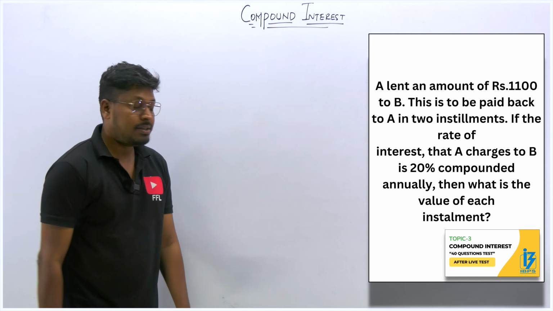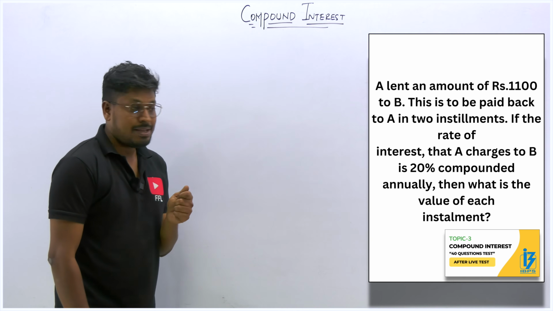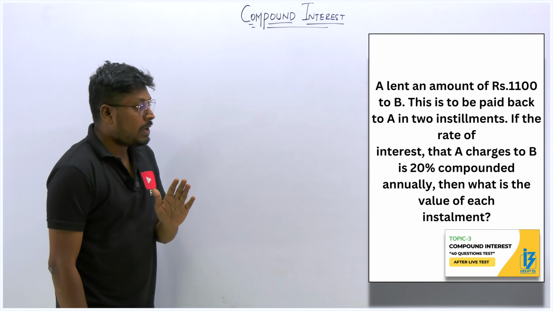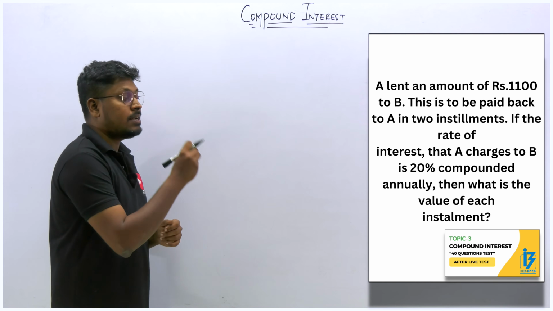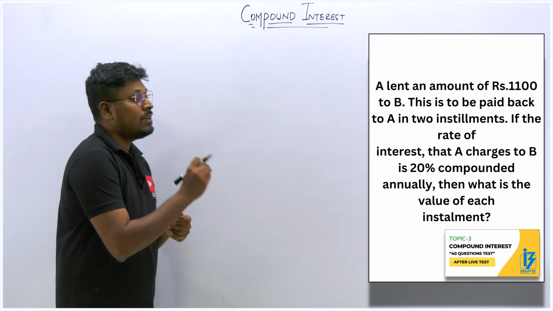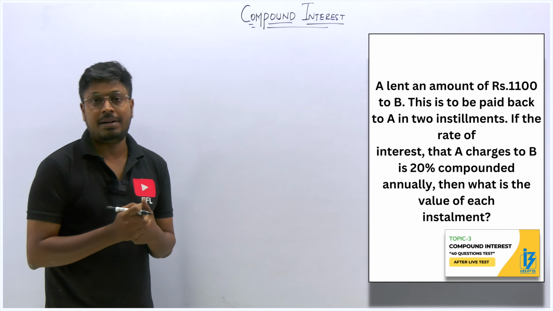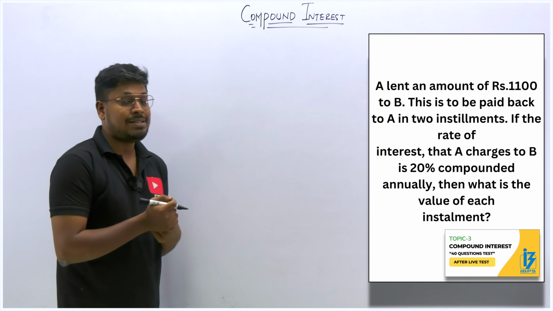The next question: A lent an amount of rupees 1100 to B. This is to be paid back to A in 2 installments. If the rate of interest that A charges to B is 20% compounded annually, then what will be the value of each installment? So just see here, our target is to find the value of each installment.